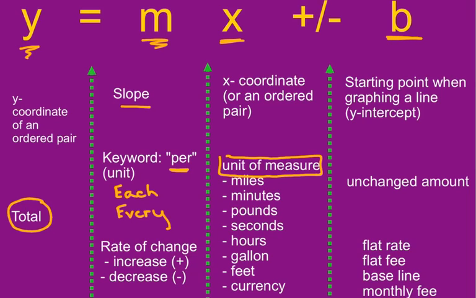And then b is our starting point, the y-intercept. It's an unchanged amount, so something that you may pay or do in the very beginning. Some keywords to look for here are flat rate, flat fee, baseline, monthly fee. Anything that suggests that that's where you start. So go ahead and pause the video and make sure you have this chart written down to help you when we're looking for keywords.